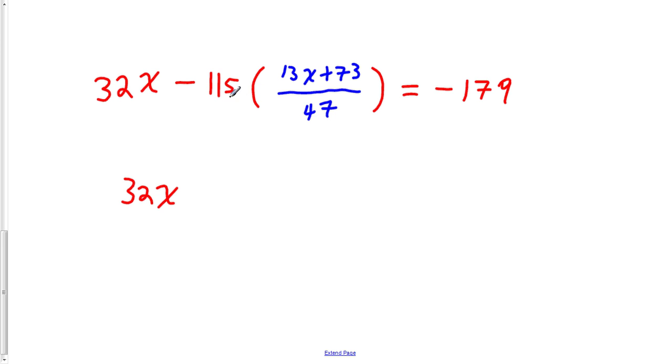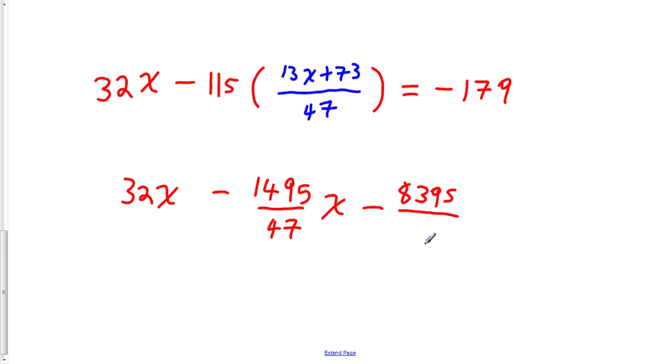So when I multiply negative 115 times 13, I get negative 1,495, and that's still over 47, multiplied by x. And when I multiply negative 115 times positive 73 over 47, I'm going to get negative 8,395 over 47. And this is still equal to negative 179.